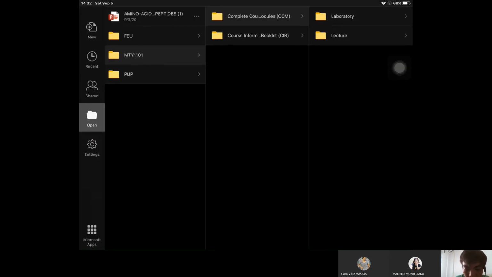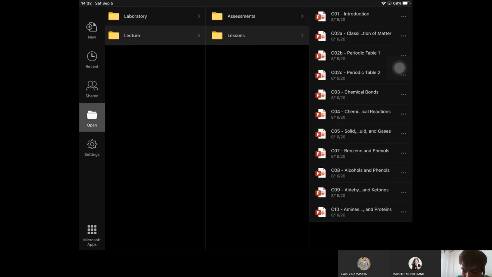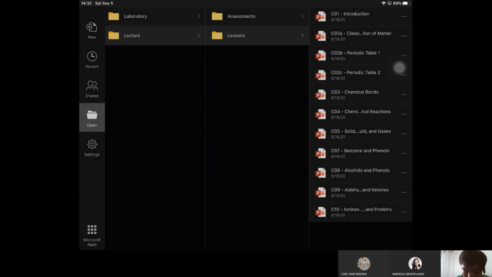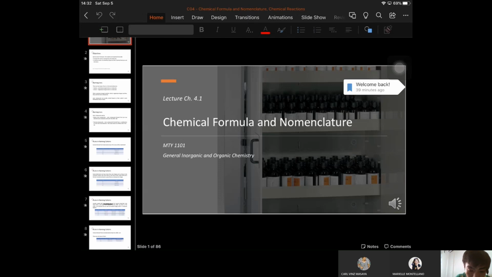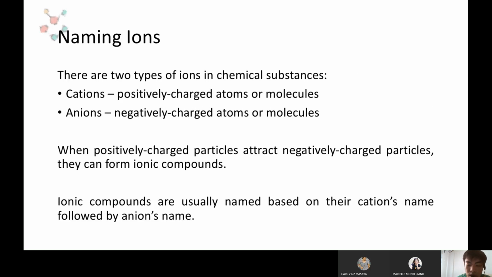Gamitin ko na lang yung PowerPoint na ginawa ko sa ibang class kasi mas complete yun. So, naming. Asan dito yung naming? Naming chemical reactions. Dito. Slideshow. Okay, so, when we name our ions, dalawa yung parts natin. We should name the cation and the anion.